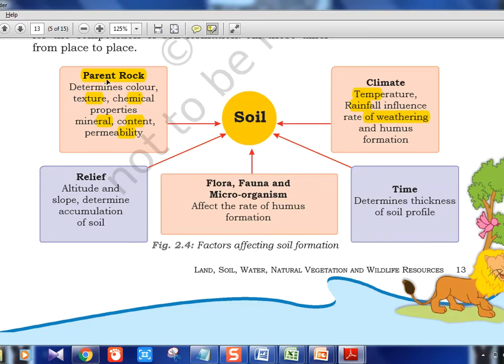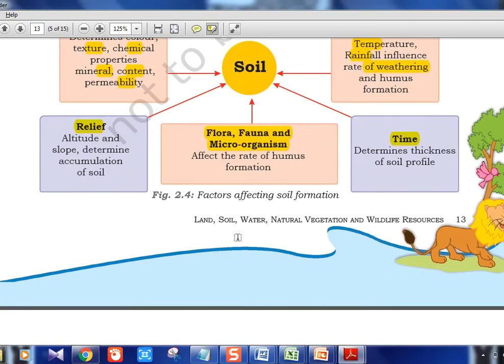Try to remember these headings alone: parent rock, climate, relief, that is the altitude, the accumulation of soil and all those things. Flora, fauna, microorganisms. Humus formation needs organic matter, so that is also one deciding factor. Time, of course, it will take a lot of time, so time also defines what kind of soil there is, whether it's loose soil, binding soil or whatever. These are all important factors, please make a note: parent rock, climate, relief, flora, fauna and time.